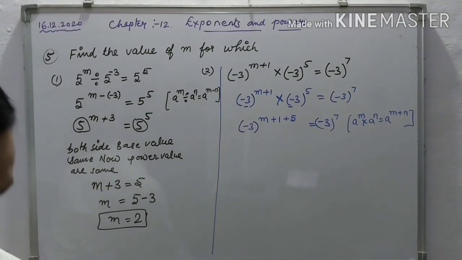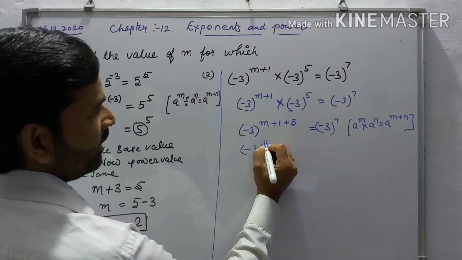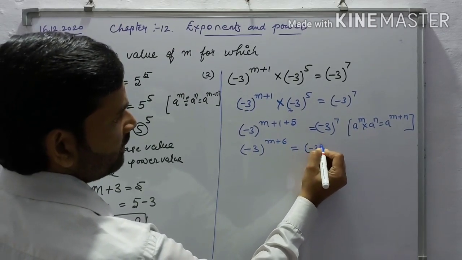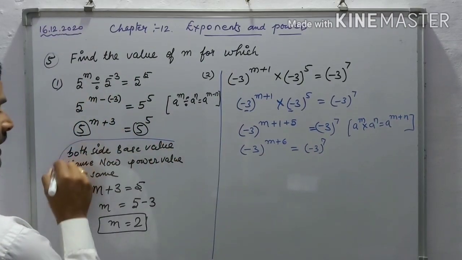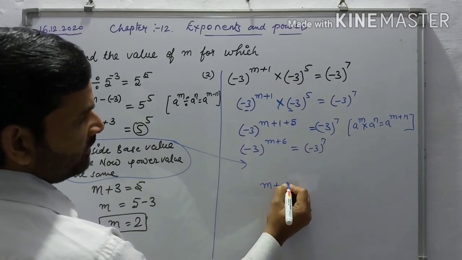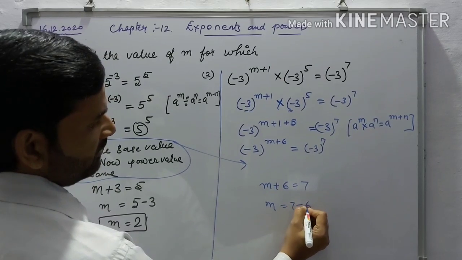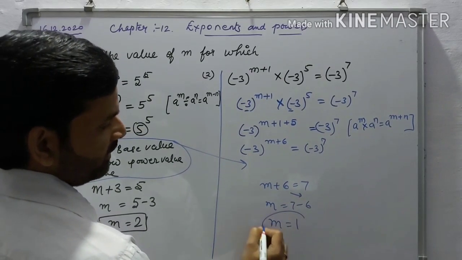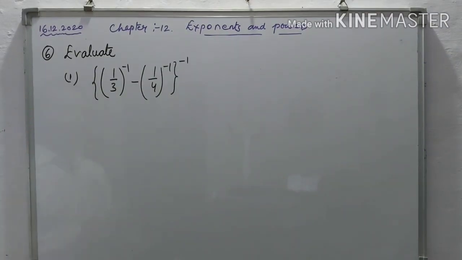Next step will be (-3)^(m+6) = (-3)^7. The bases are the same, so the exponents must be equal: m + 6 = 7, so m = 7 - 6, and after transposing, m = 1. The value of m is equal to 1. That was question number 6, the first one.